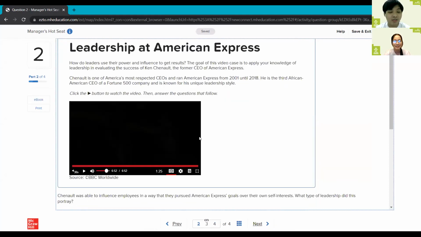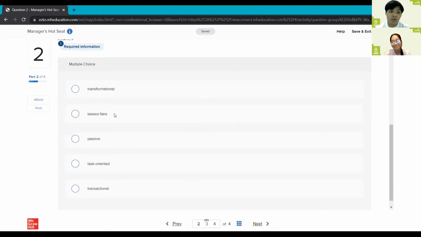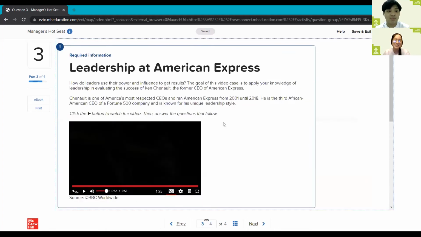Sorry. There we go. So the next question: Chenault was able to influence employees in a way that they pursued American Express goals over their self-interest. So what type of leadership does this portray? It's definitely not laissez-faire. It's definitely not passive. I believe it'll be transformational. Yes, I agree with you, James.